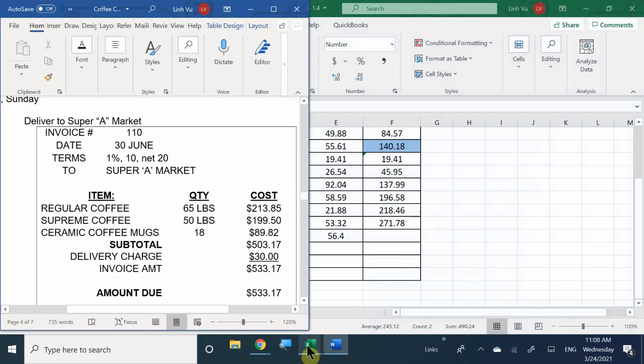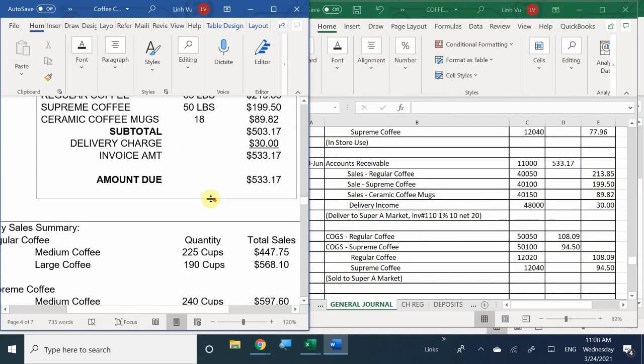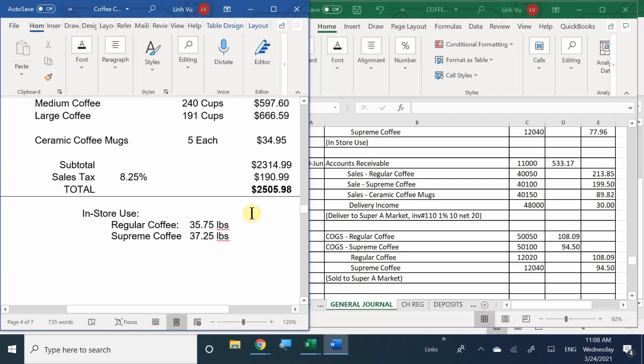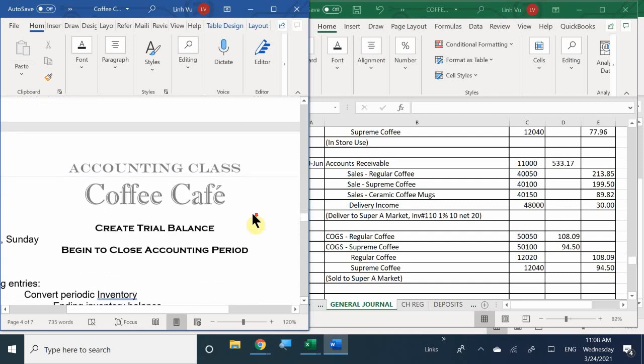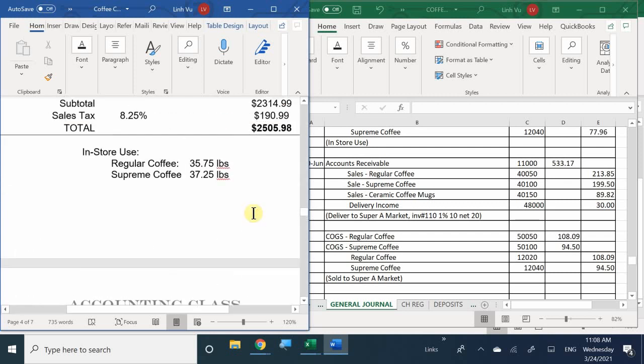All right, excellent. Let's see what has happened next. Last but not least, our daily sales, and that is it. After that, we're going to complete our trial balance. Probably, we won't get started today because it's already 11:15 or 11:10. So we'll do that tomorrow, okay?